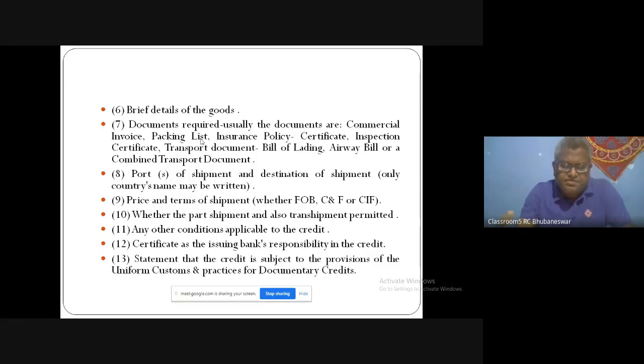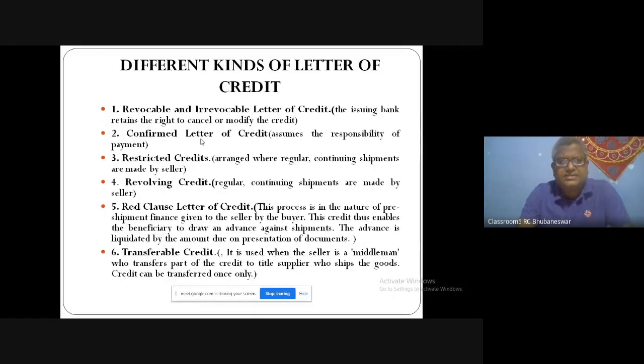And whether part shipment or transport is limited. These are the conditions, called the practices for documentary credits. But my dear students, there are different kinds of letters of credit. A letter of credit is also one way through which a bank can act as an intermediary in the payment. A letter of credit is necessary.